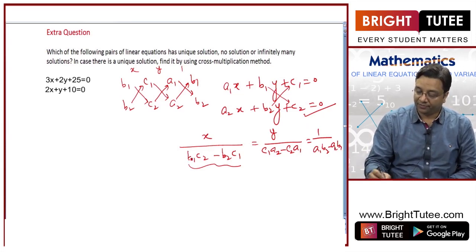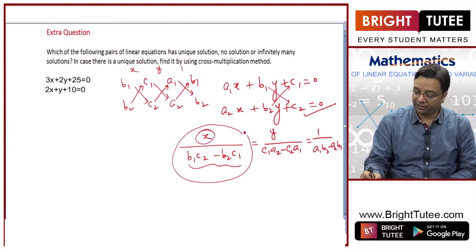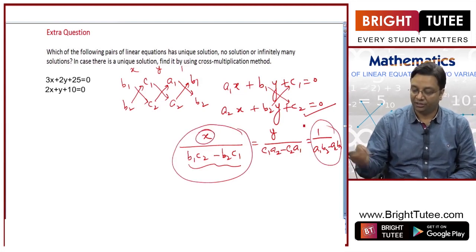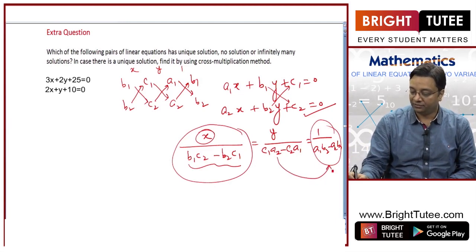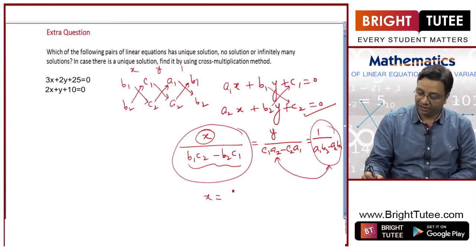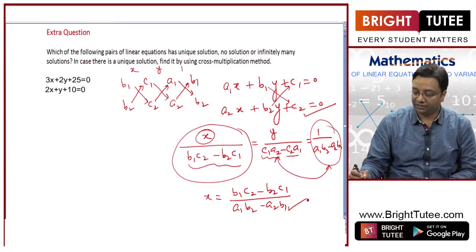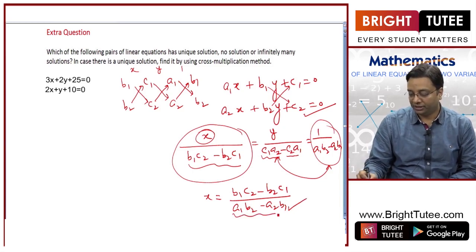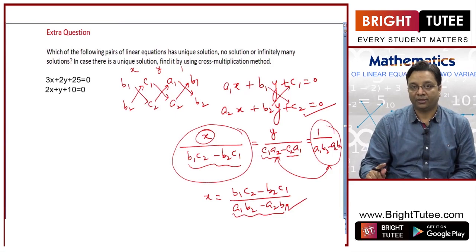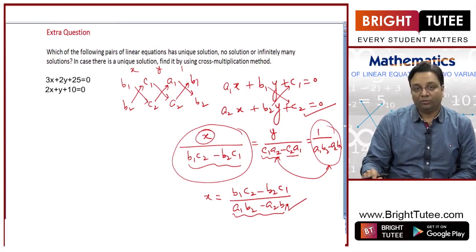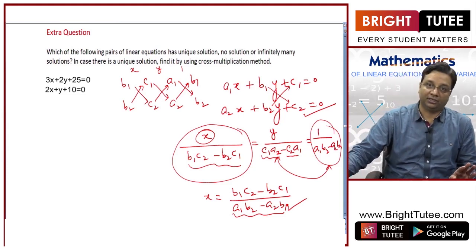Now, you can find x by equating this with this, similarly you can find y by equating this with this. So, x will be b1 c2 minus b2 c1 divided by a1 b2 minus a2 b1, and similarly y will be c1 a2 minus c2 a1 divided by this same denominator, and this denominator cannot be equal to 0. If this denominator is 0, then this does not make sense. This cross multiplication method will not work in that case.